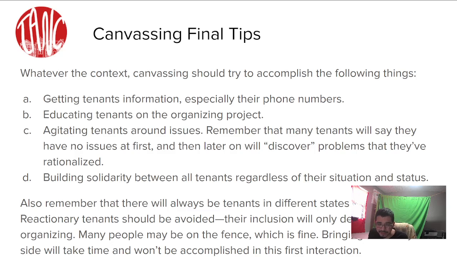Also remember that there will always be tenants in different states of mind. Reactionary tenants should be avoided. Their inclusion will only derail the organizing. Many people may be on the fence, which is fine. Bringing them to your side will take time and won't be accomplished in this first interaction. So don't expect miracles. Keep your expectations humble.